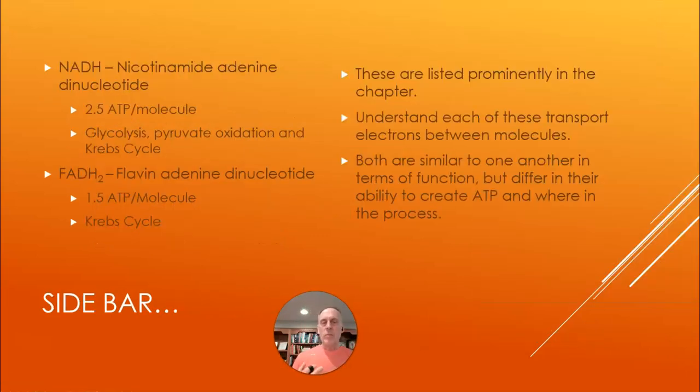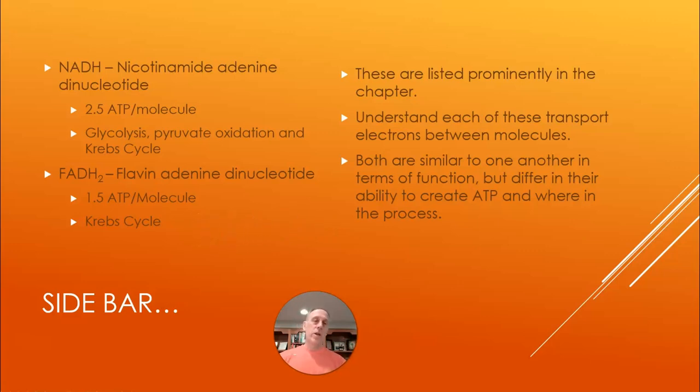So with the NADH and the FADH, just to reiterate, you get roughly 2.5 ATP molecules from NADH. It's mostly glycolytic, so you have glycolysis, pyruvate oxidation, and Krebs cycle. The FADH, flavin adenine dinucleotide, gives 1.5 ATP, give or take. Remember, it's more like a 3-2, right? 3 comes after 2 in the alphabet, and N comes before F in the alphabet. And the FADH is more Krebs cycle related.